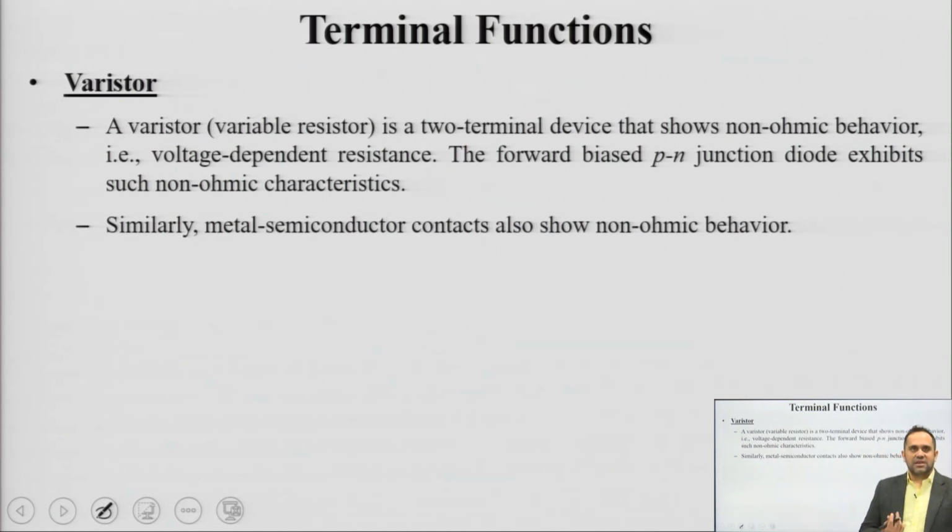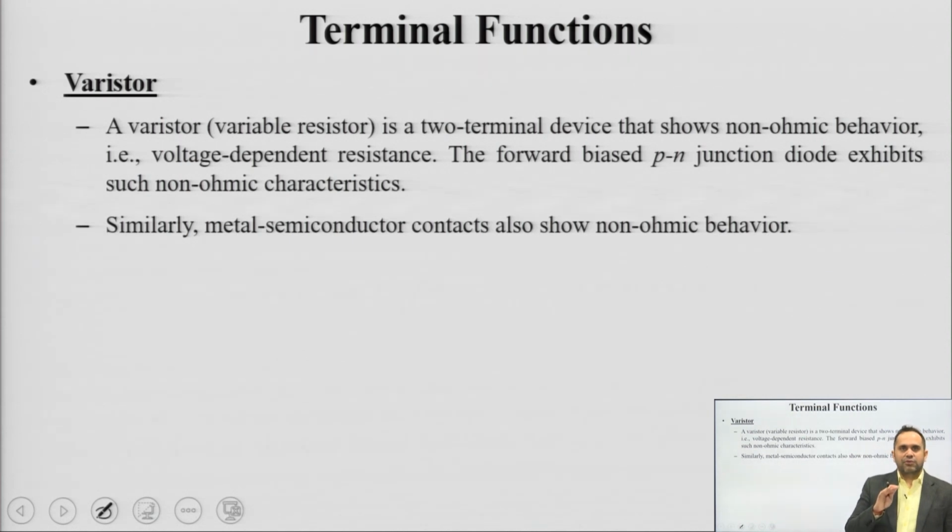Varistor is a word made up of two separate words, variable and resistor. Okay. It is again a 2 terminal device that shows non-ohmic behavior. Now, it is a resistor, a variable resistor nonetheless, but it is showing a non-ohmic behavior. Okay. So, it is not following Ohm's law per se, it is a voltage dependent resistance. The forward biased p-n junction diode exhibits such non-ohmic characteristics.